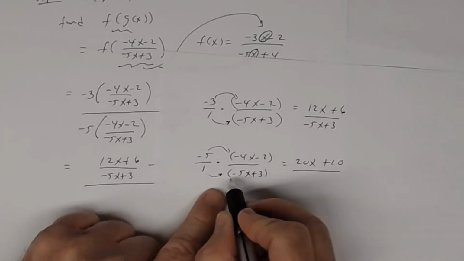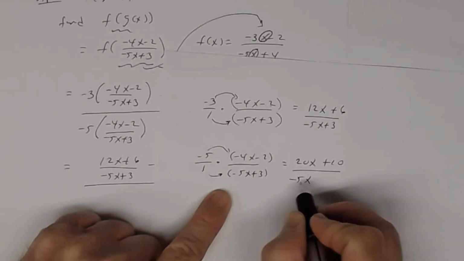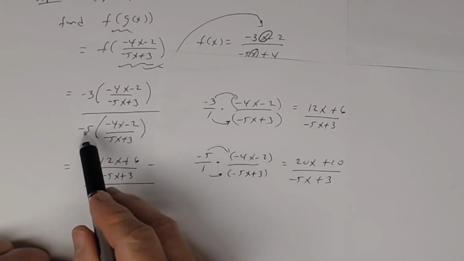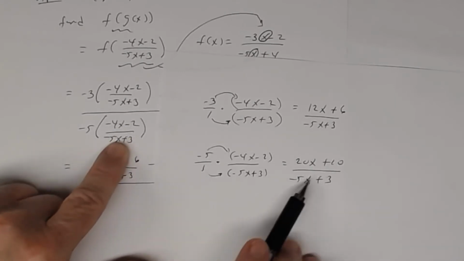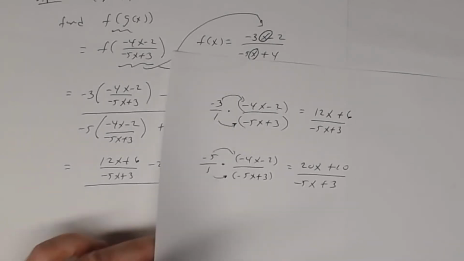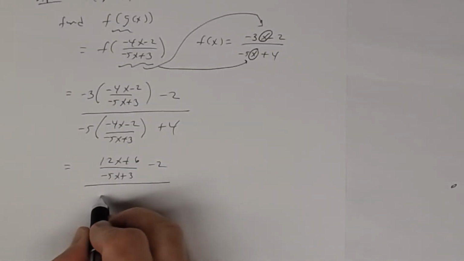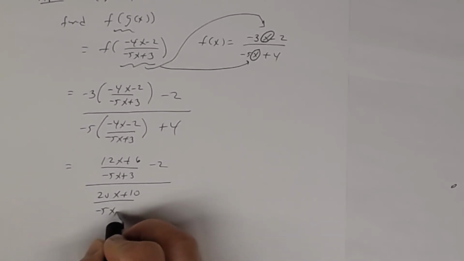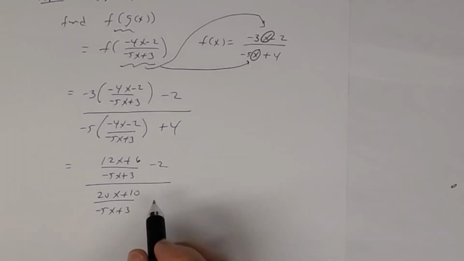Divided by 1 times negative 5x is a negative 5x, 1 times 3 is 3. So this expression right here is this. So I'm going to replace this with this now, okay? All right, so that becomes 20x plus 10 divided by negative 5x plus 3, but don't forget you're adding 4.